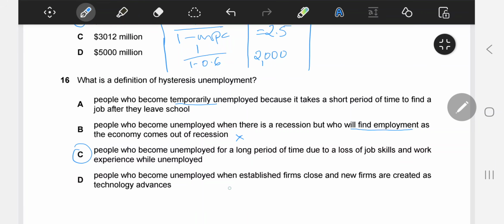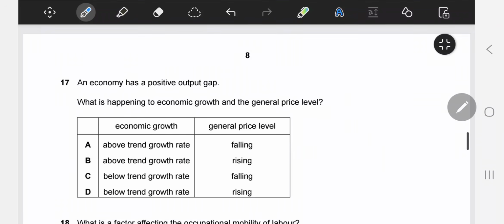People who become unemployed when established firms close and new firms are created as technology advances. This one is called structural, so this one is not. So let's go to 17.